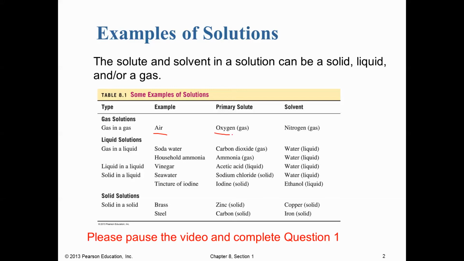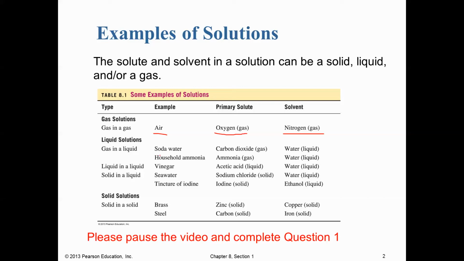So in air we have oxygen as the solute and nitrogen as the solvent. And of course we have other solutes mixed in air too. Air has water vapor and CO2 and methane and argon and all kinds of other stuff. So kind of a complex mixture, but our solvent and our solution itself are actually gases in this case.